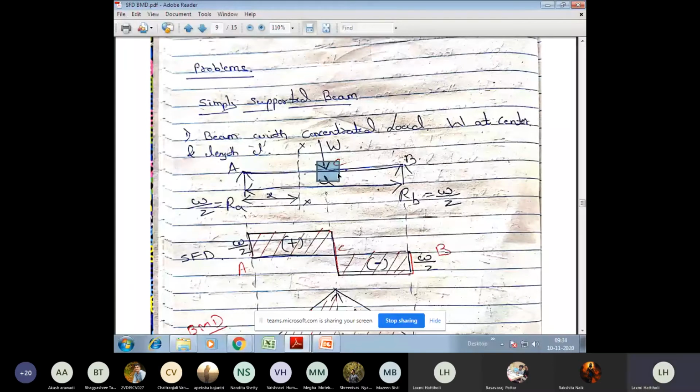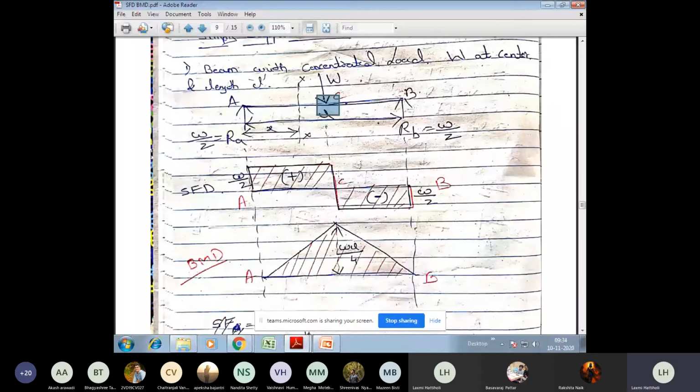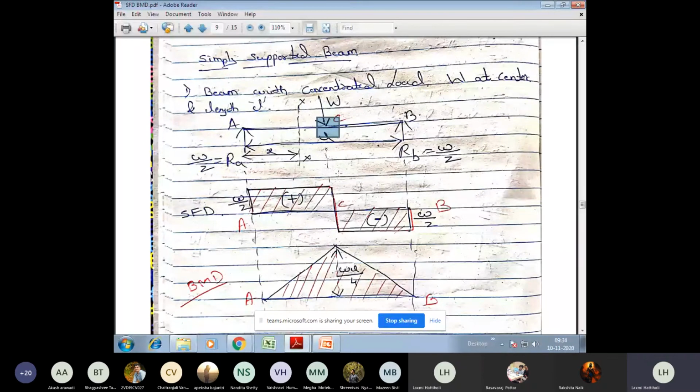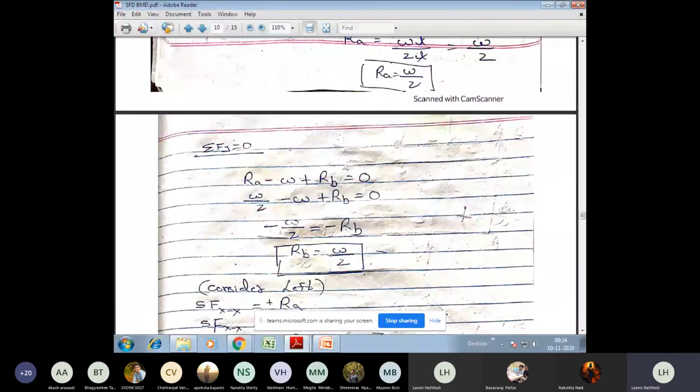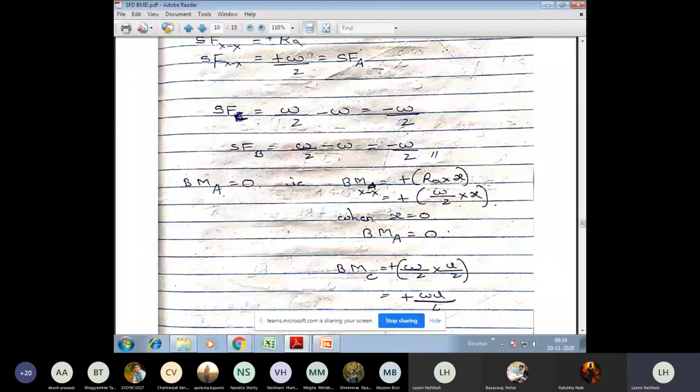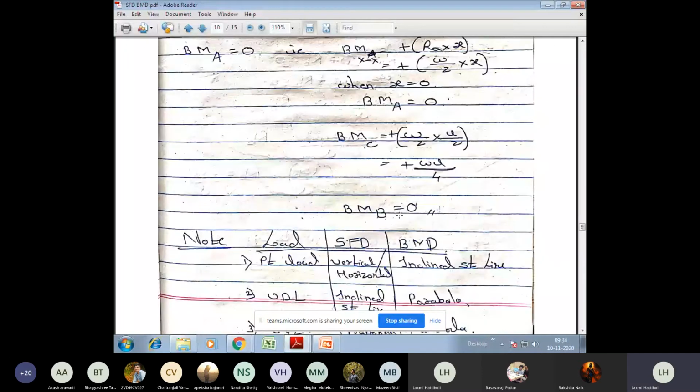Okay. Now, same thing, bending moment also. You can do it for the bending moment also. Okay, see here. Now let's go to the bending moment diagram. Now this is my bending moment diagram. Just let me tell you the calculation first, then I'll show you the diagram.